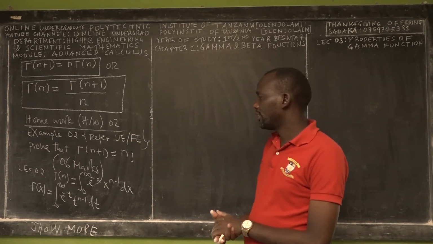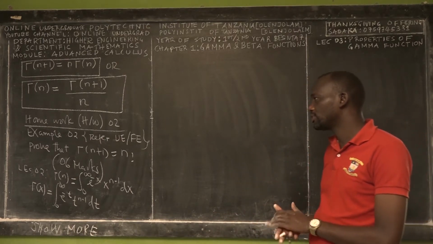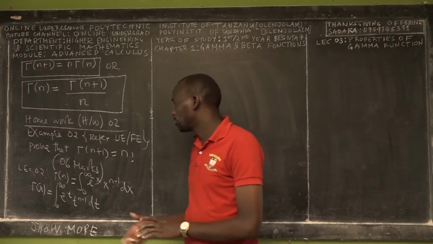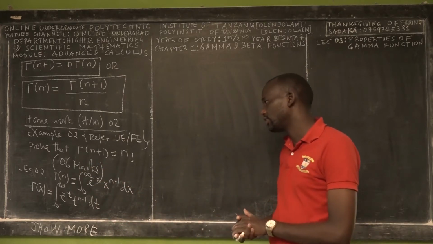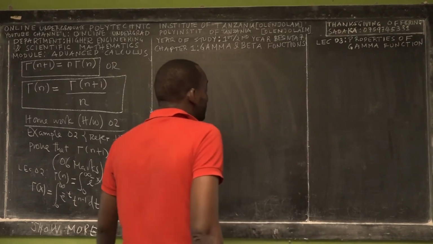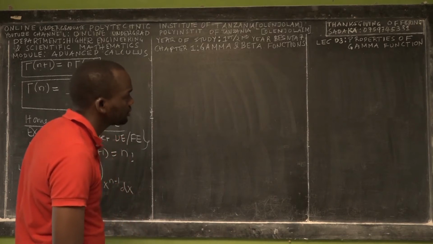And we left the homework, which was example 2. You have to refer to some past papers. It's a common question to prove that gamma of n plus 1 is equal to n factorial. This is the second property, as it has been titled there, the properties of the gamma function.